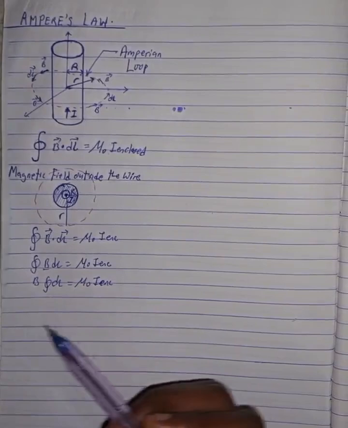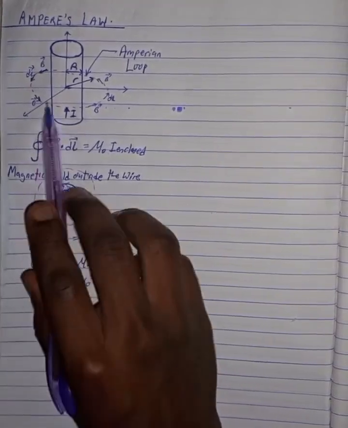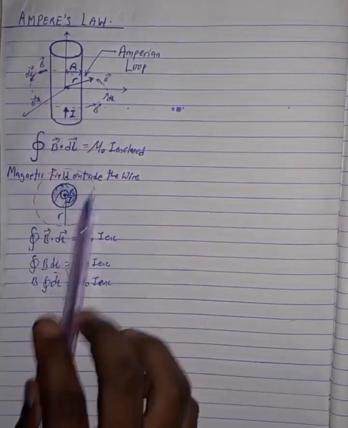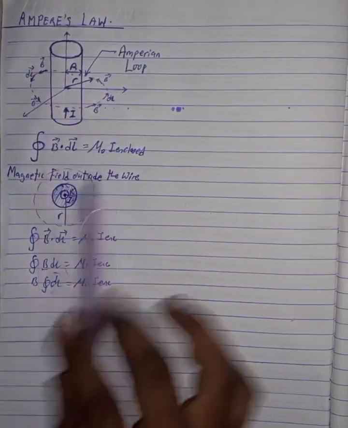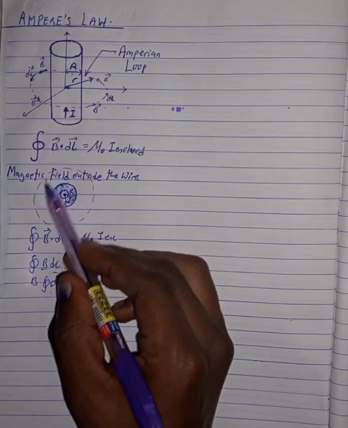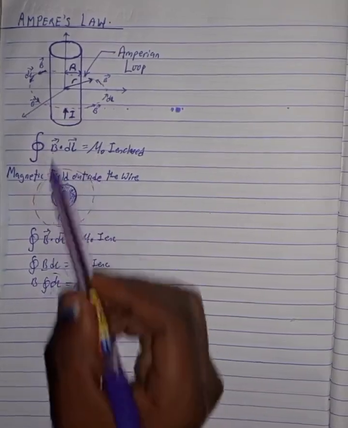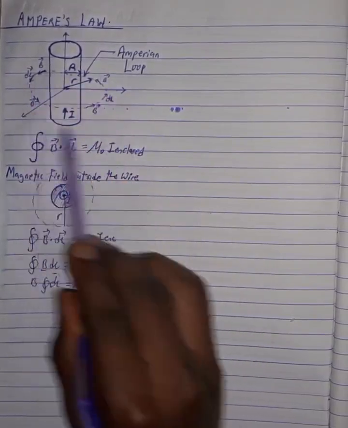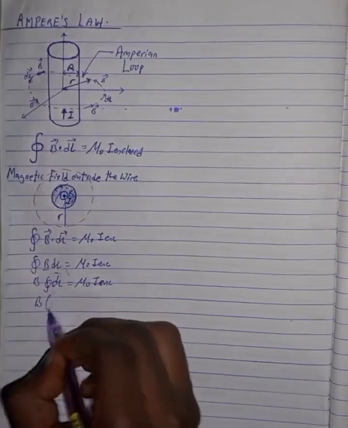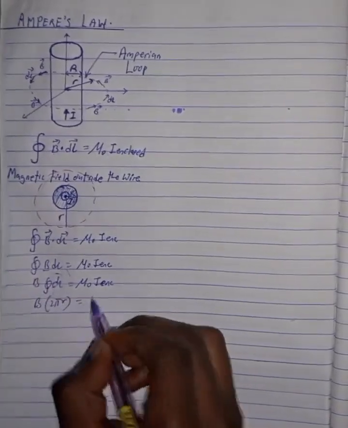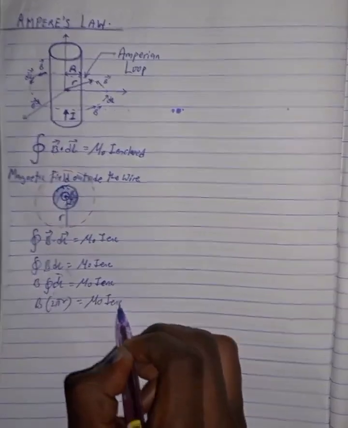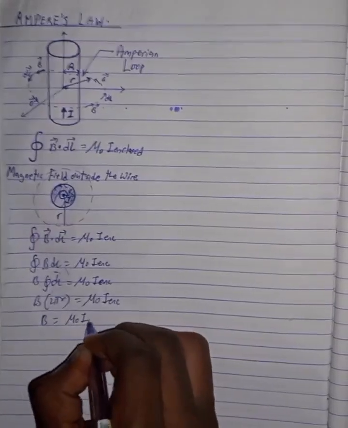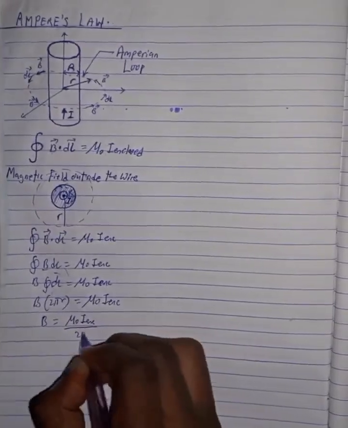Remember, if I want to sum up the total length dl, you can see that this dl is traveling around a circle, right? So it means this dl, I'll actually use the circumference of a circle. If I sum up this dl at each of these points, I'm summing up the circumference of the circle. So this will be B times 2 pi r equals mu naught I enclosed, and that's it. So from there, B will be equal to mu naught I enclosed all over 2 pi r.